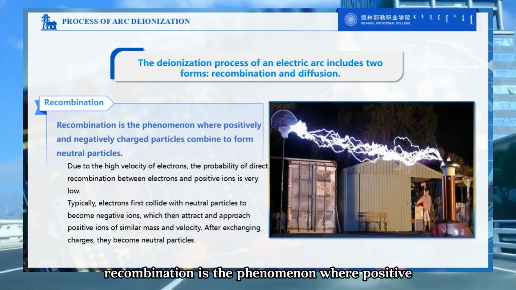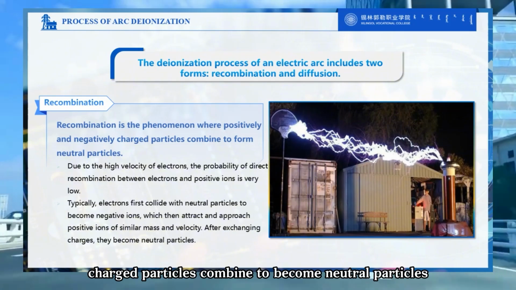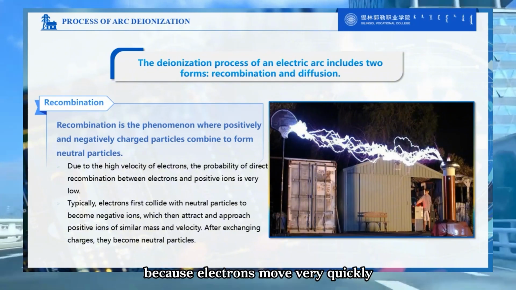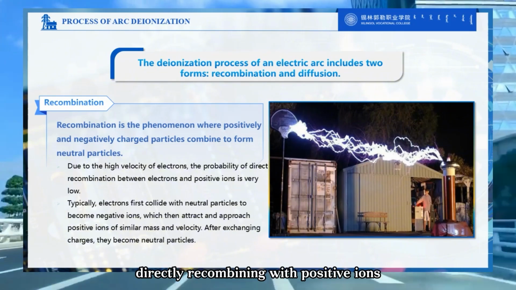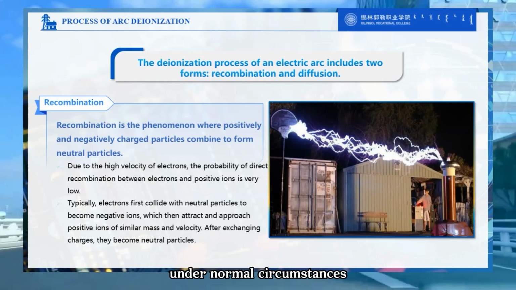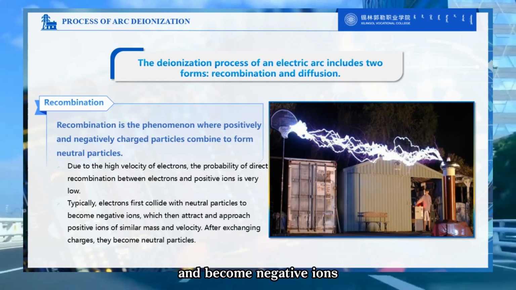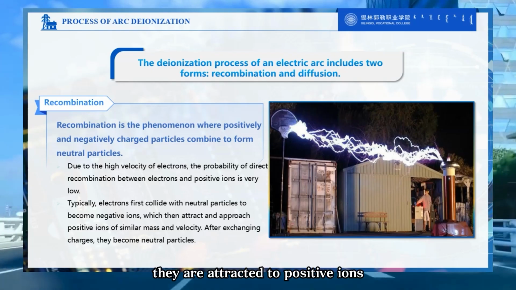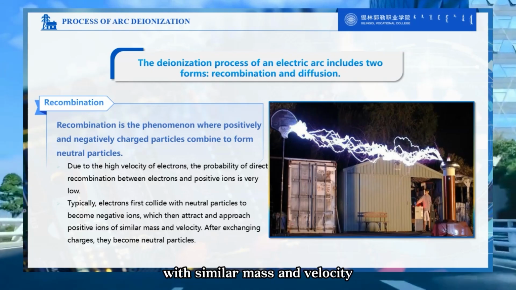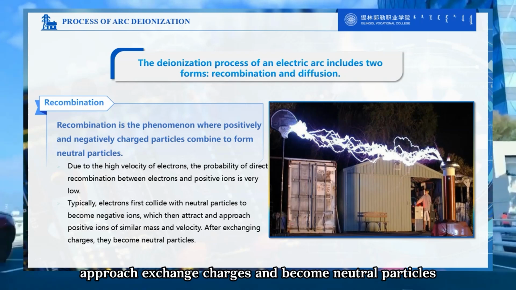Recombination is the phenomenon where positive and negative charged particles combine to become neutral particles. Because electrons move very quickly, the probability of electrons directly recombining with positive ions is very small under normal circumstances. First, electrons collide with neutral particles and become negative ions. Then, they are attracted to positive ions with similar mass and velocity, approach, exchange charges, and become neutral particles.